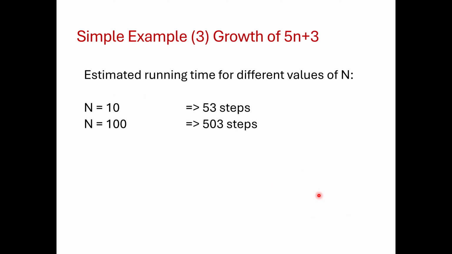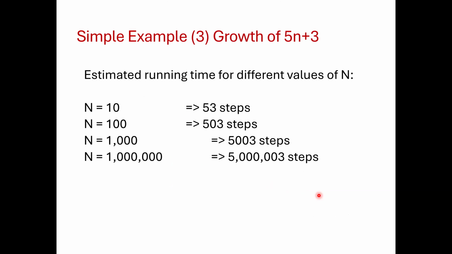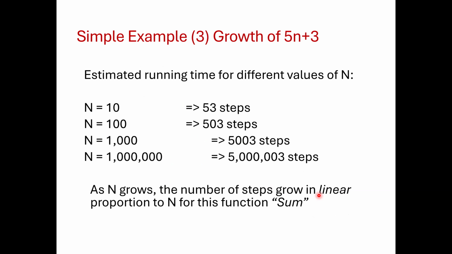And then when we did the estimation, we are saying that if the array had 10 values, this algorithm will need 53 steps. If it had 100, it will need 503. If it had 1,000, it will need 5,003. If it had 1,000,000, it will need what? 5,000,003. Now, what do we see here? What trend do we see here? And it is this trend that is very, very important.